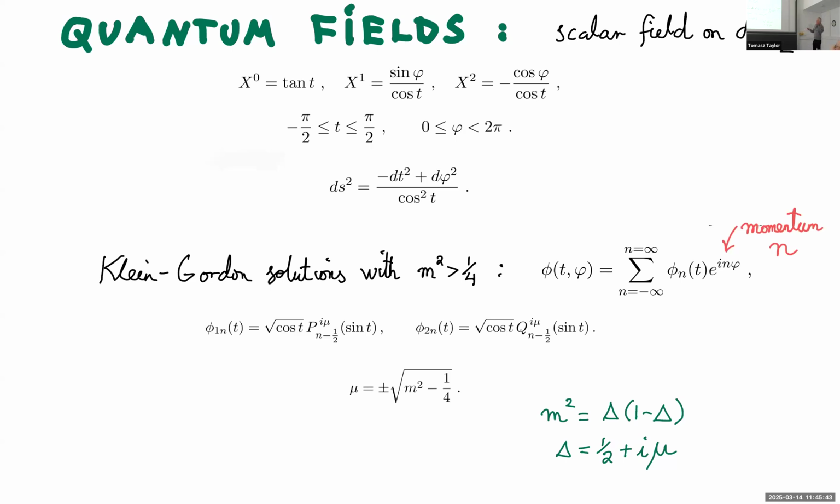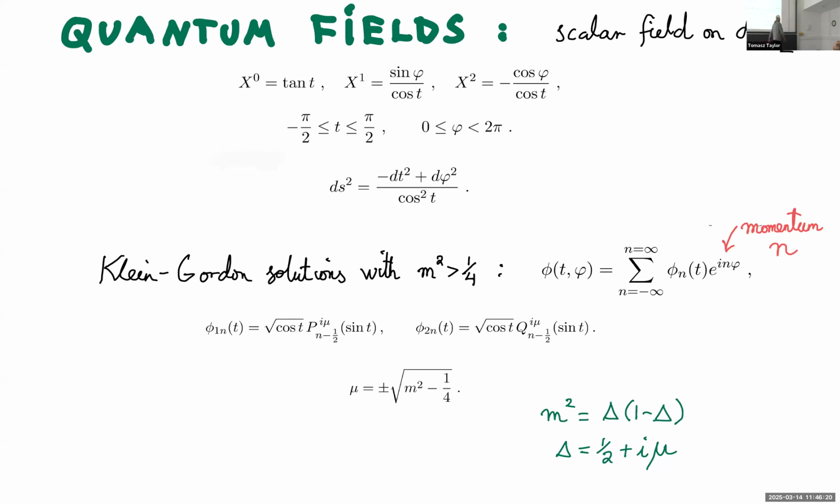Here n is, I can't say winding number, it's like angular momentum, or actually like a momentum in de Sitter spacetime. Of course it's quantized because the spatial dimensions are compact. So we will impose periodic boundary conditions. So we have these integer modes, and then you proceed and solve the Klein-Gordon equation.